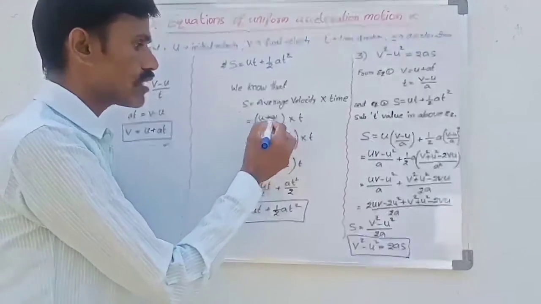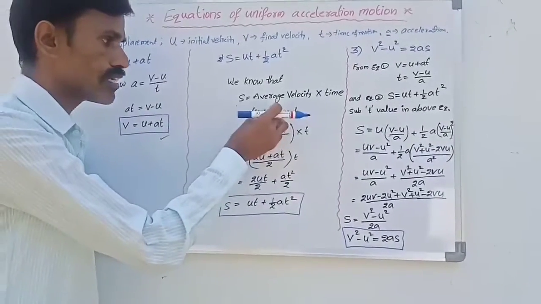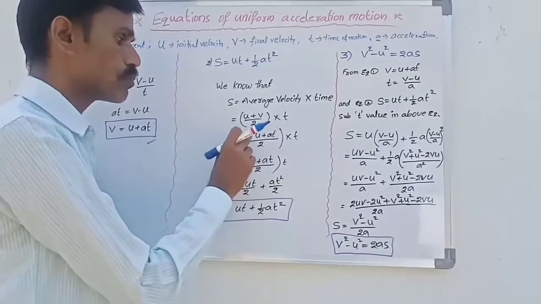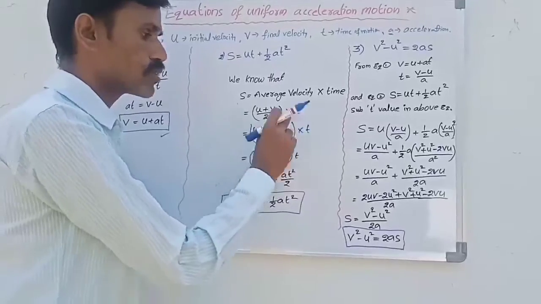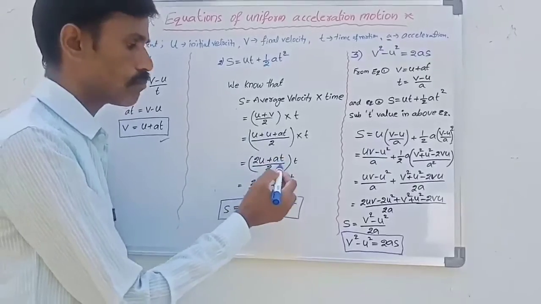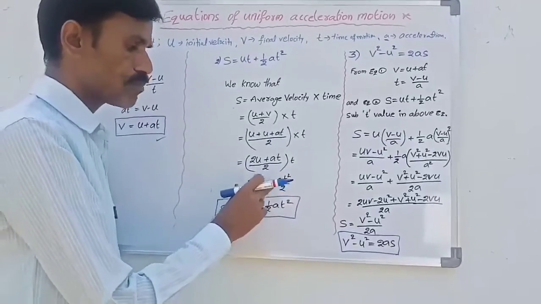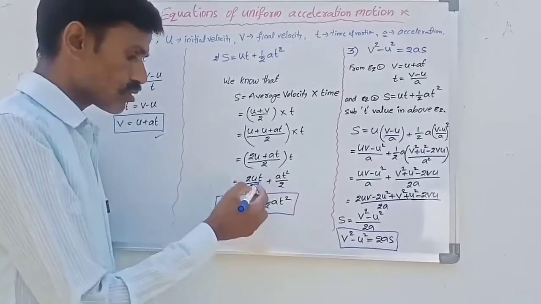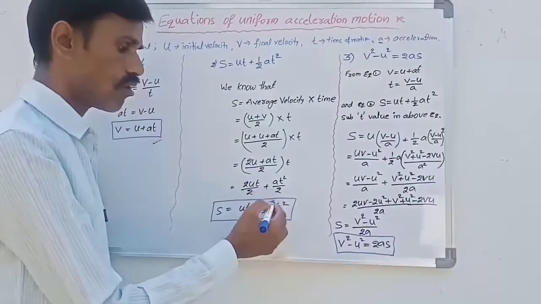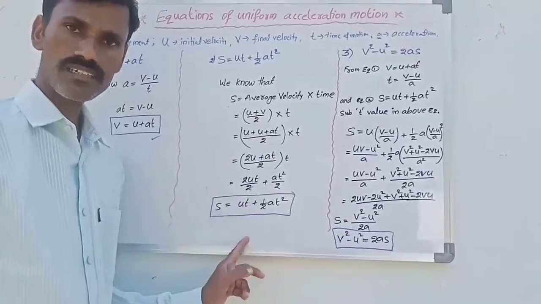We know from the first equation of motion that v = u + at. So substitute u + at in place of v, and the equation becomes ((u + u + at)/2) × t, that is (2u + at)/2 × t. Multiplying with t, we get 2ut/2 + at²/2. The 2 cancels, and the remaining terms are ut + 1/2 at², that is s = ut + 1/2 at². This is the second equation of motion.